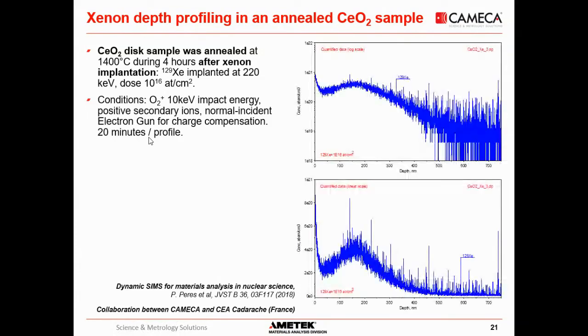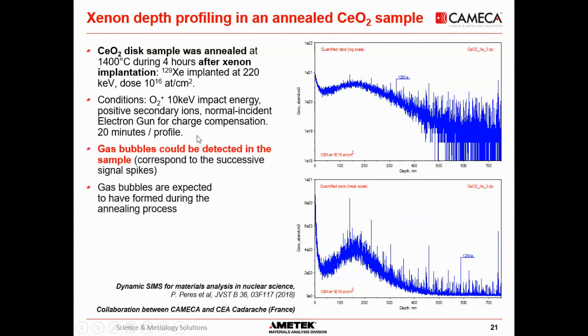So we can see here the profiles that have been obtained. It's the same profile, but on a log scale on the top and linear scale at the bottom. It's very interesting because we can see that we have a baseline, which is a very typical depth profile obtained on an implanted sample. But on top of this baseline, we see successive spikes. In fact, these spikes indicate the presence of gas bubbles that, when they are released, result in a very quick increase of the signal. So the gas bubbles are expected to form during the annealing process, and we can very well see them during this SIMS analysis.